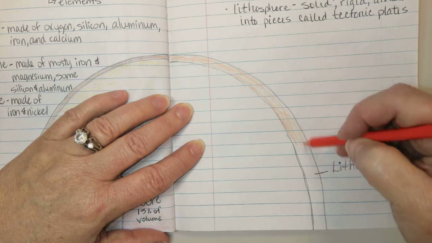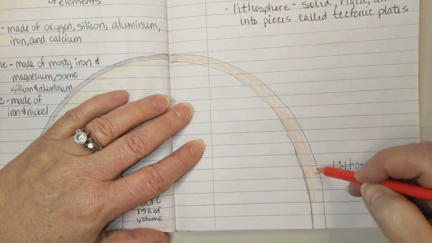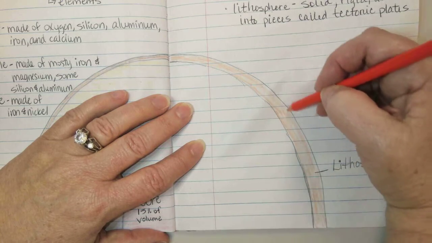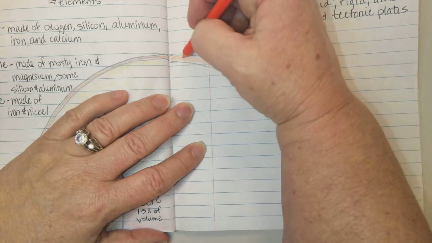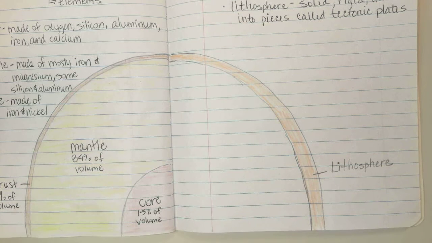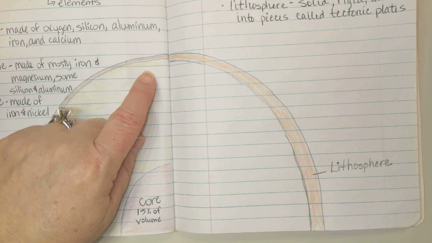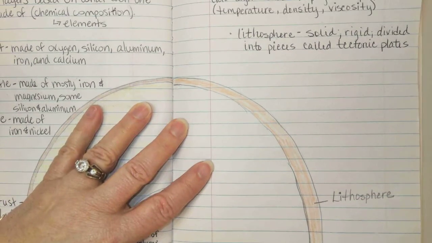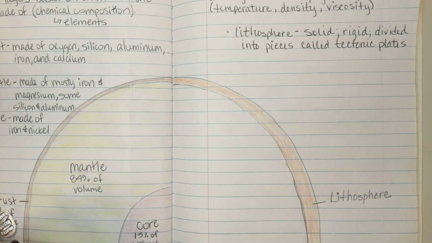So the lithosphere on this side is a little bit thicker than the crust that you colored on the left. It's going to be colored orange because it involves the crust that we talked about yesterday, as well as the upper part of the mantle. So again, the lithosphere is a solid, it's rigid, and it's divided into pieces called tectonic plates.